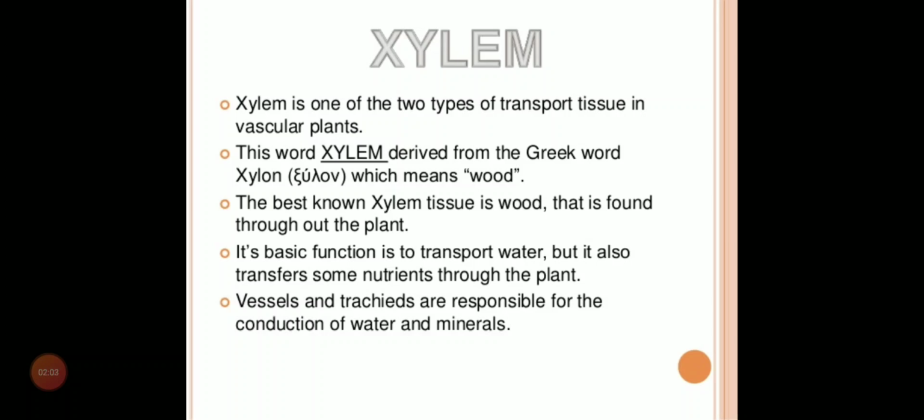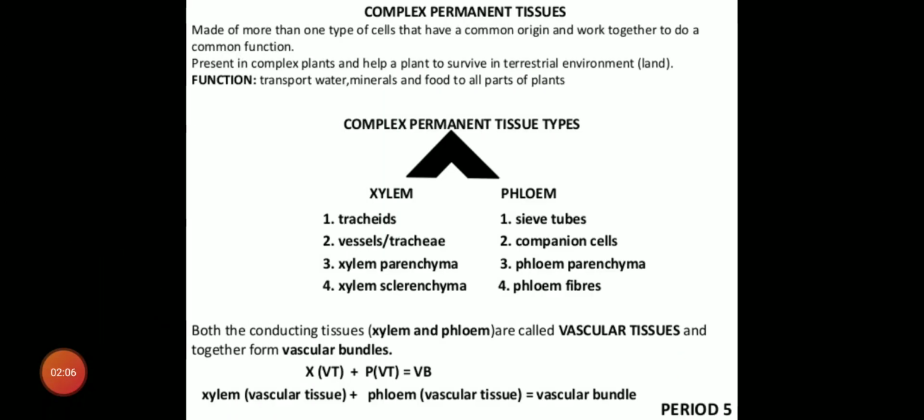There are four kinds of xylem. Here we can look at the small flow chart that is given. Xylem is of four types: tracheids, vessels, xylem parenchyma, and xylem sclerenchyma. We don't have to go into that much detail, but we just have to know what the subtypes of xylem and the subtypes of phloem are.